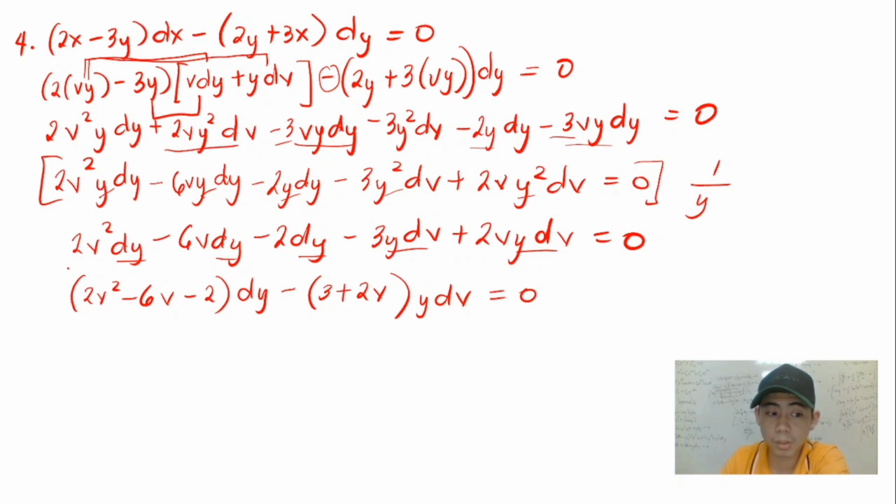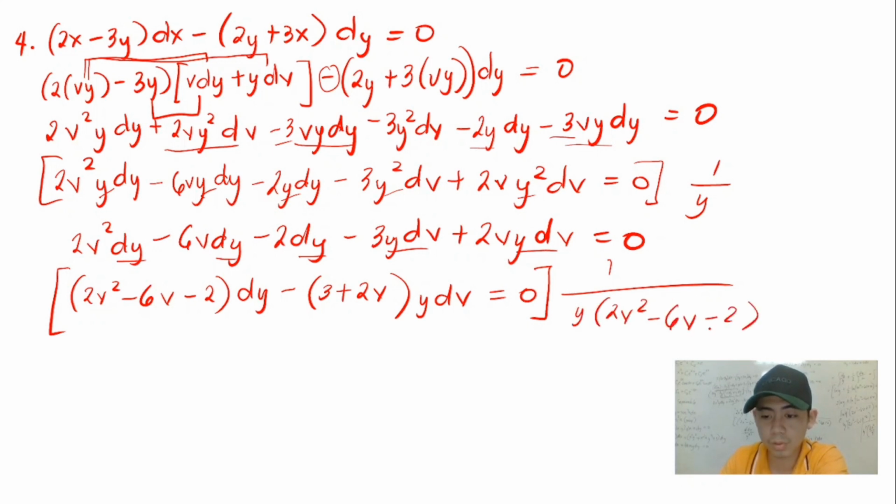gamitan na natin ng variable si parabol. Okay, so multiply the whole equation sa 1 over y times 2v squared minus 6v minus 2. Okay. Therefore, dy over y minus. Okay. So, 2v plus 3.